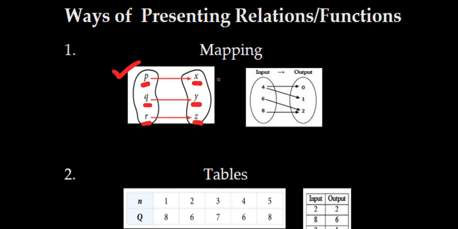Also, let's look at the second relation. This is 4 being an input value, has an output value of 0 and 1. Now, a situation where an input value has more than one output value, such a relation cannot be a function.